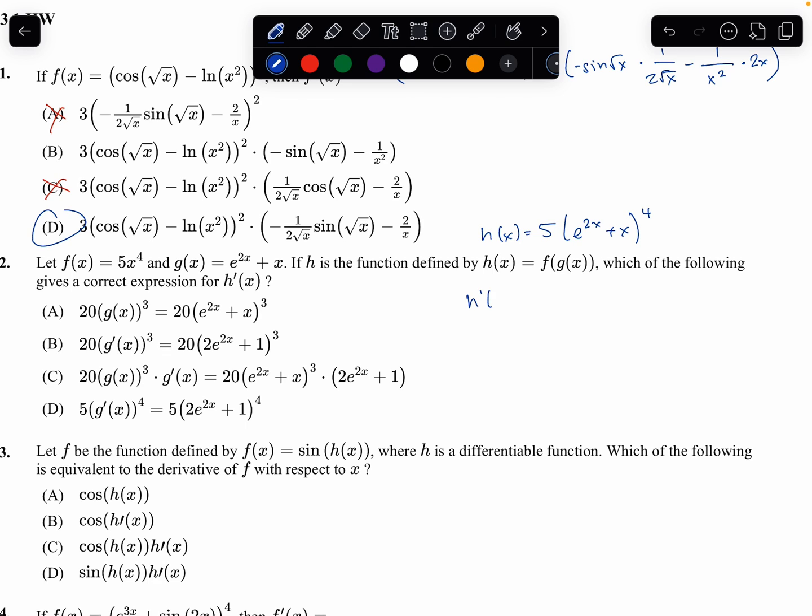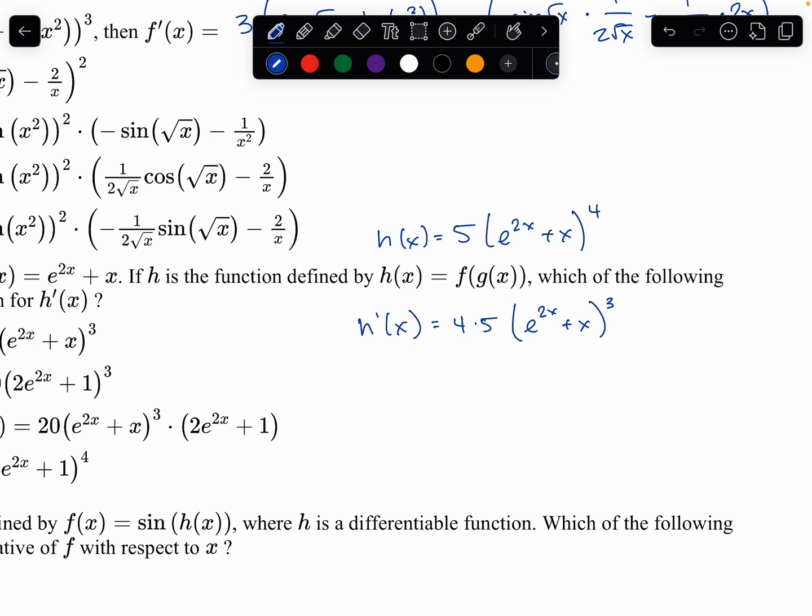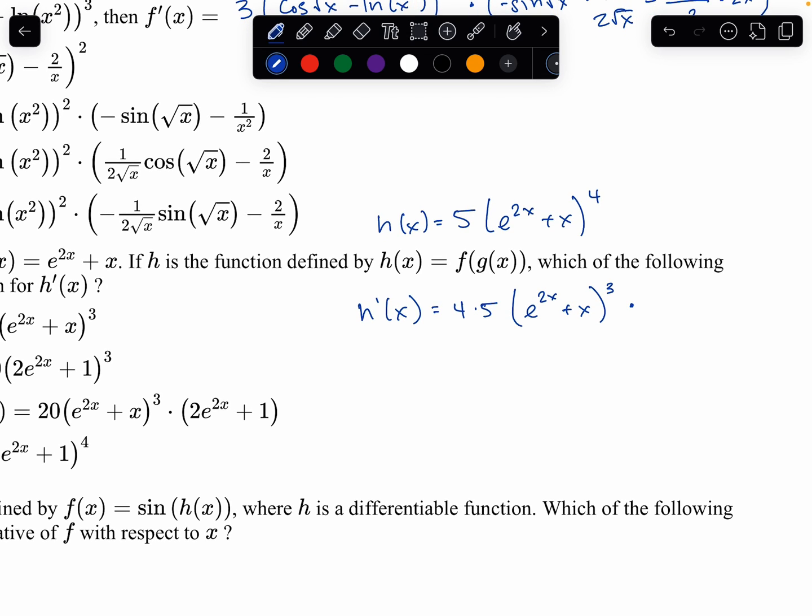So h prime is going to require the chain rule. I see 2 spots for the chain rule. I see the inside of this power, but then I also see the inside right here. So we'll drop the 4 down. And that's going to be equal to 4 times 5. And then it's going to be e to the 2x plus x raised to the 3rd, multiplied by the derivative of the inside. So taking the derivative of e to the 2x, that's going to be e to the 2x times 2 for the derivative of the inside of that, and then plus 1.